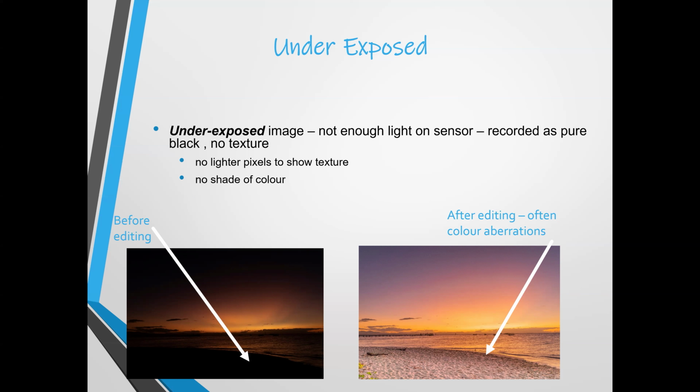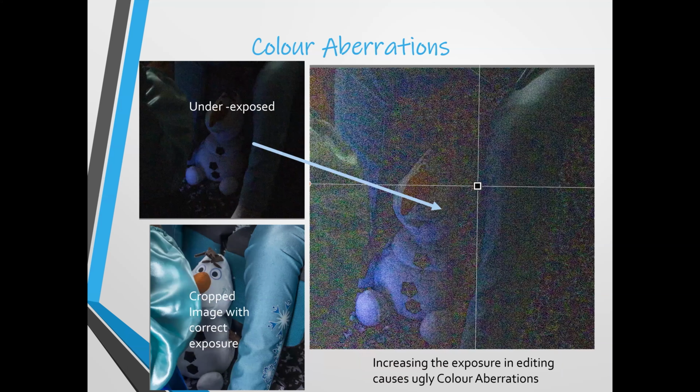that are impossible to see. And yes, we can pull them back up using editing software, but we often end up with what we call colour aberrations. And I know the first time someone said to me about colour aberrations, I had no idea what they were talking about. It looked okay to me. But when you actually go into the image, you see this.